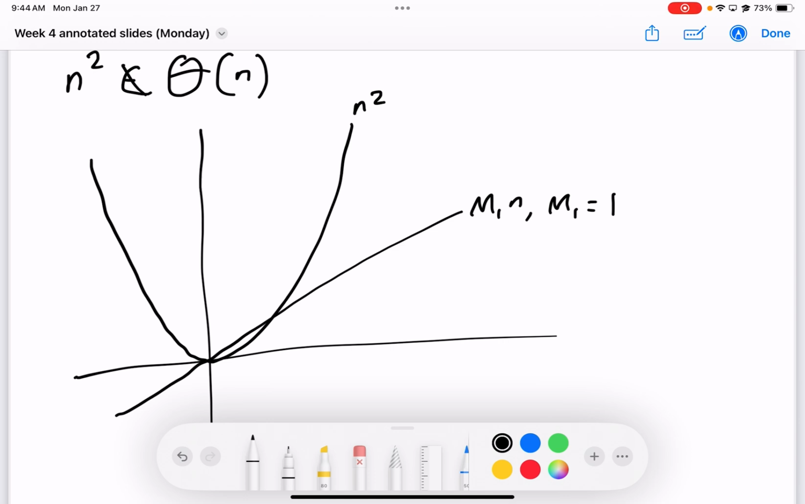Now, I wonder if I should do this on Desmos. That'd be fun. Nah, I don't feel like figuring that out live. You'll just have to take my word for it, and I encourage you to play around with stuff like this in Desmos or any other graphing calculator. But we can try to find an m2 such that m2 times n is greater than n squared after some point, but it turns out it's impossible.